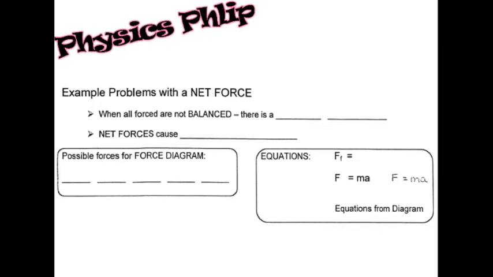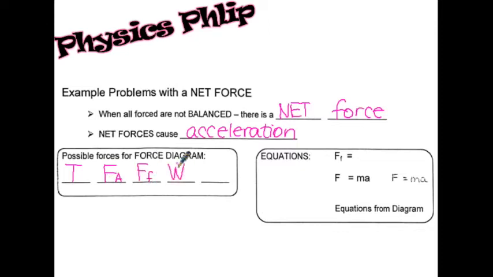When all forces are not balanced, there is a net force. And net forces cause acceleration. We talked about 5 different kinds of forces that we can put on the force diagram: tension, applied force, friction force, weight, and normal force. There are other kinds of forces. We're just not going to include them yet as we're doing the introduction.